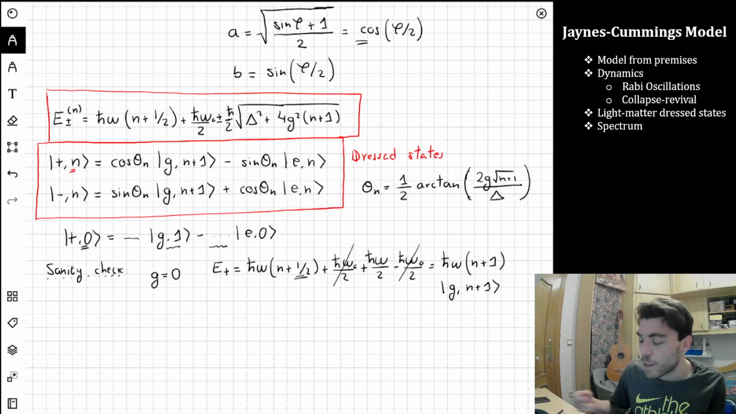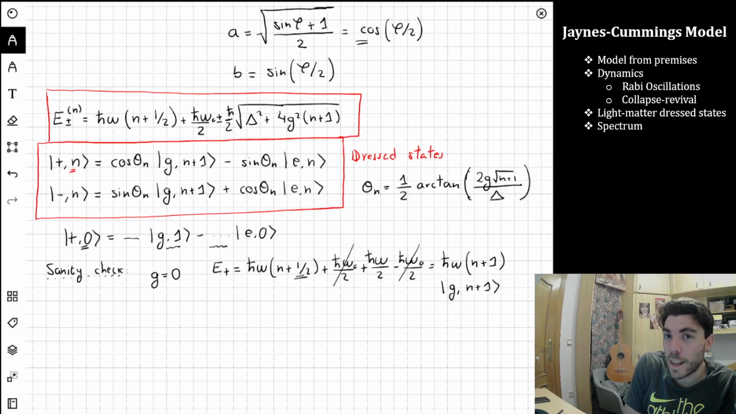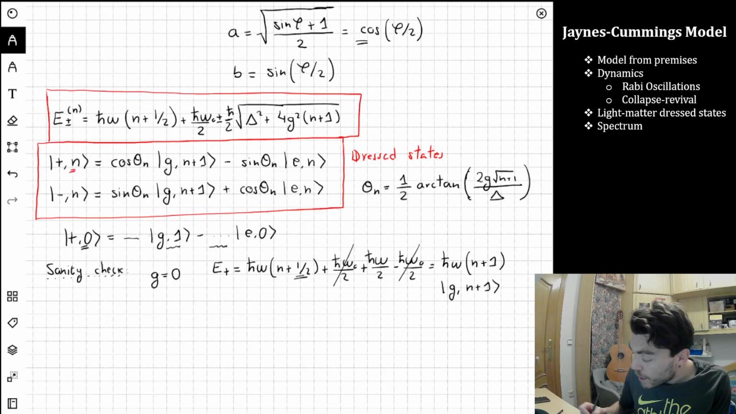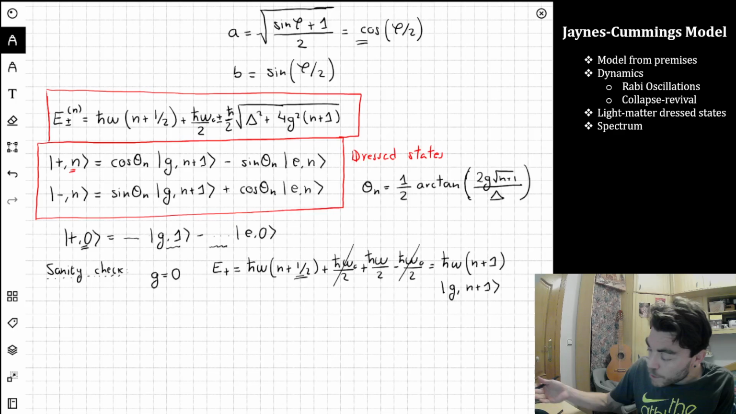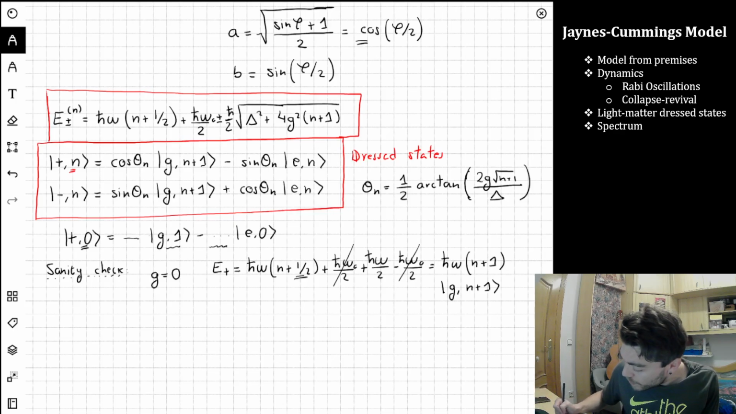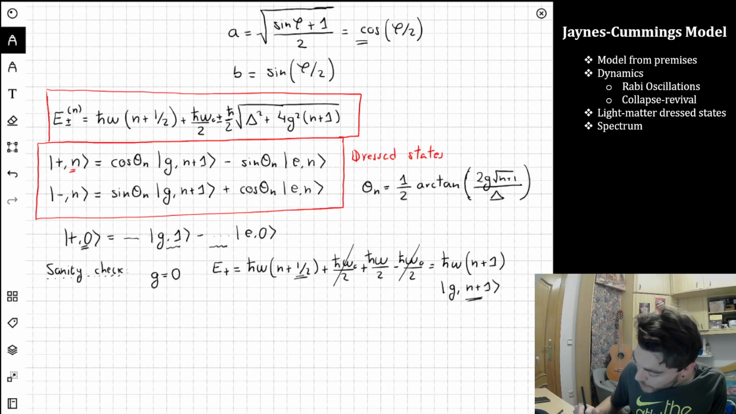which makes sense, because in the case that g is equal to 0, the eigenstates are the same eigenstates as the unperturbed system, which we consider to be g, n plus 1 and e, n. So this is the energy of this, which makes sense.